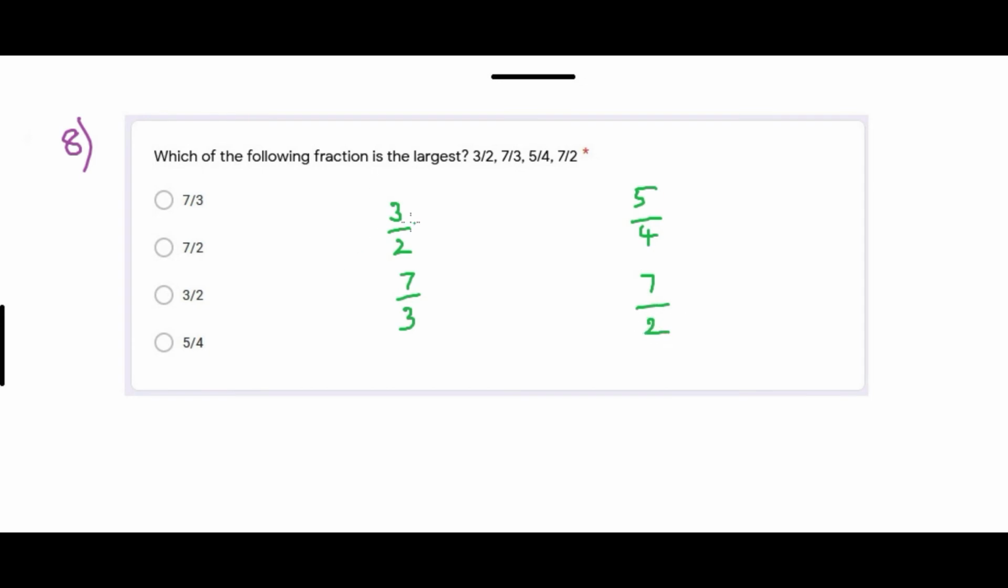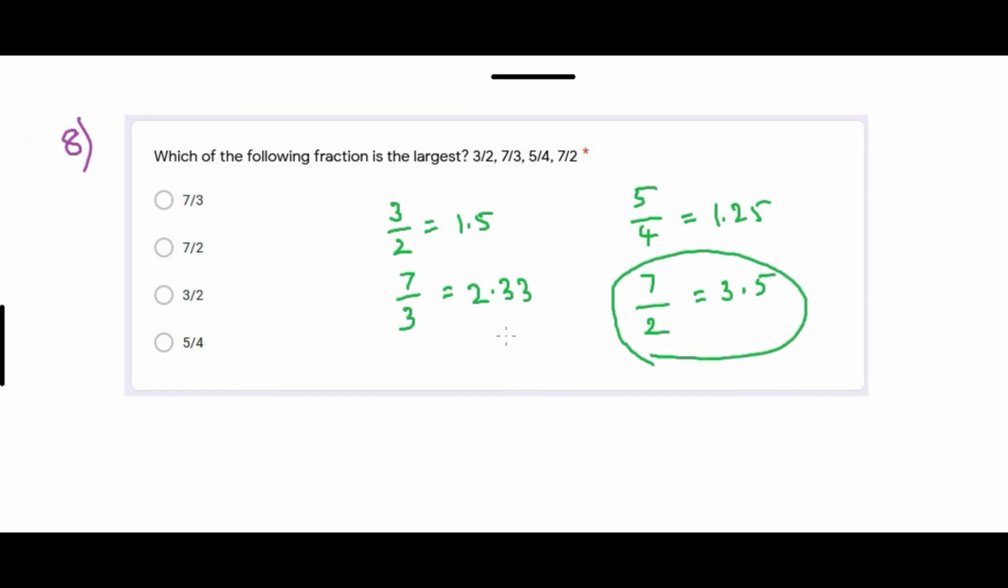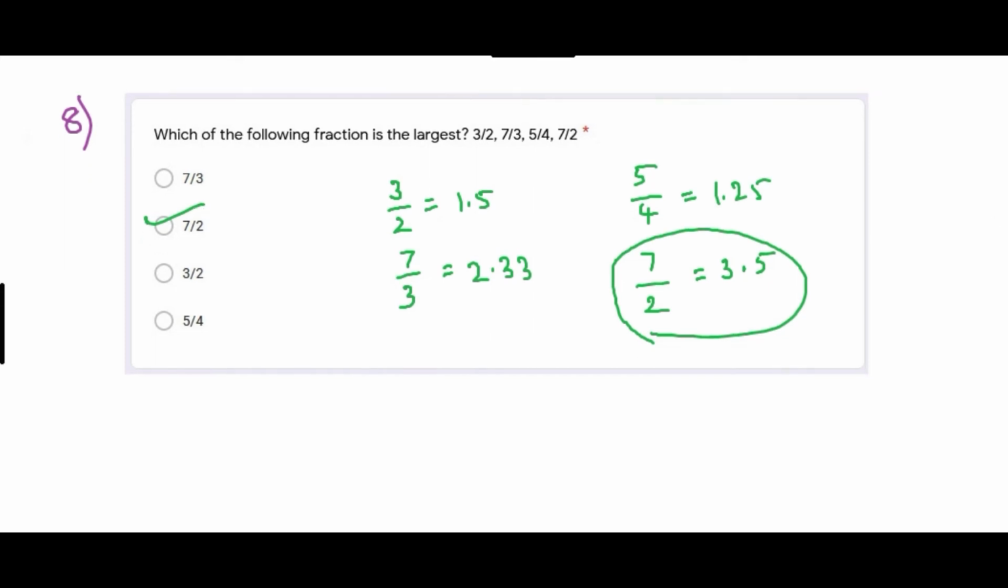So we can say 3 by 2 is simply 1.5, and 7 by 3 means it is 2.33. 5 by 4 is 1.25, and 7 by 2 is 3.5. So obviously 7 by 2 is the largest fraction. So this is the answer. If you convert these things into decimals, it's very easy to locate which one is the largest one. So let's move on to the next question.